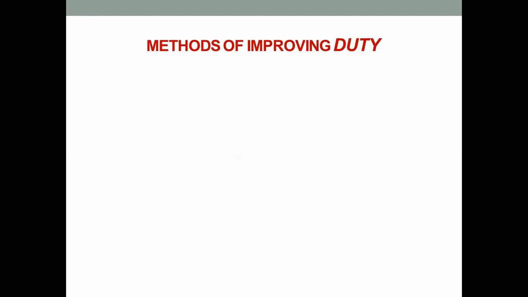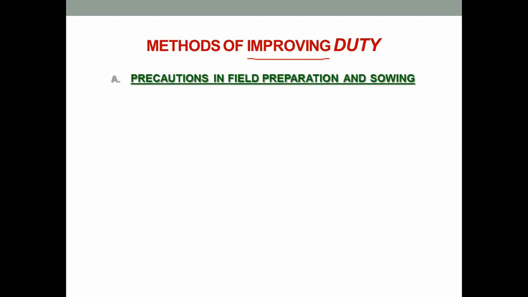Now, the last point in this unit we are going to see is methods of improving duty. What are the methods which you are going to apply to improve the duty of the crop? Improving duty indirectly means reducing the amount of water to be supplied. In the process, we save water. Our end goal is to save water. Now, there are two different types of precautions that we will take in order to improve duty.